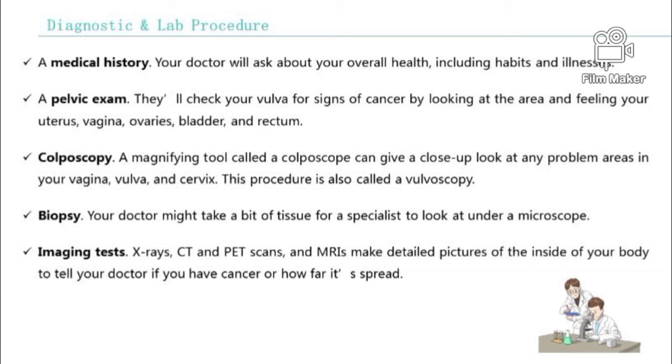Colposcopy: a magnifying tool called a colposcope can give a close-up look at any problem areas in your vagina, vulva, and cervix. This procedure is also called a vulvoscopy. Biopsy: your doctor might take a bit of tissue for a specialist to look at under a microscope. And the last procedure is imaging tests. X-ray, CT, PET scan, and MRI make detailed pictures of the inside of your body to tell your doctor if you have cancer or how far it has spread.